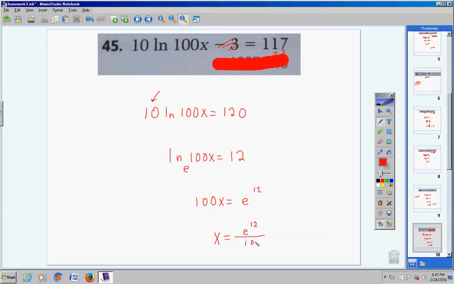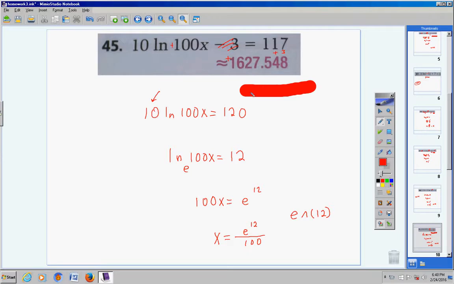So with your calculator, I want you to type in e to the 12th power. Hit your e button, this will pop up. Type in 12, then hit enter. Then divide it by 100, enter, and you will get this right here. Okay? Now if we put that in for x right here, 100 times x, a positive 100, times a positive number will still give us a positive argument. So this answer is totally fine.